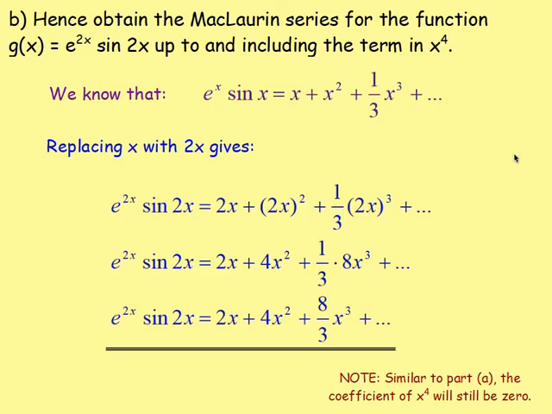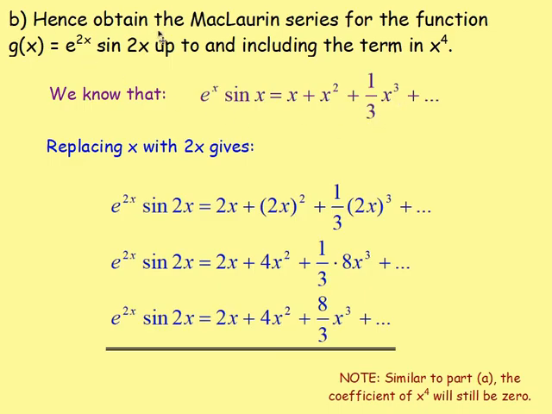With this one here, it's only worth 1 mark, possibly 2 marks. You don't have to do an awful lot. You don't have to do the whole thing again and differentiate it using the product rule. You'd be there forever. What you need to do is use your previous answer. This is the previous answer here, e to the power of x times sine x equals x plus x squared plus a third x cubed.